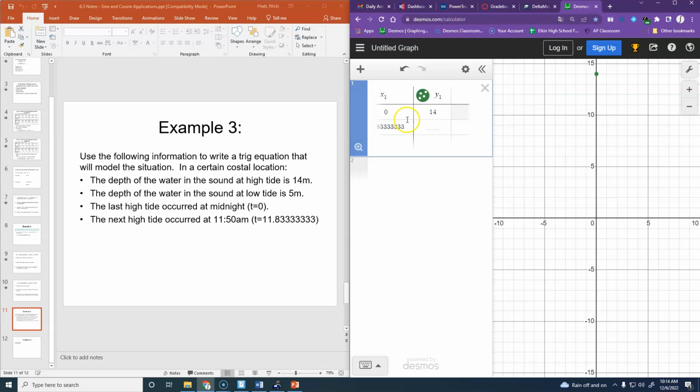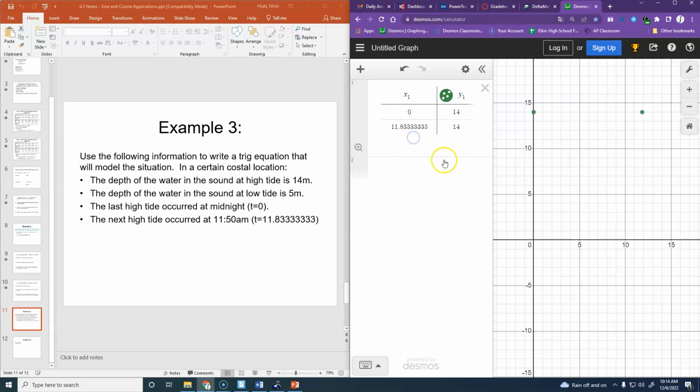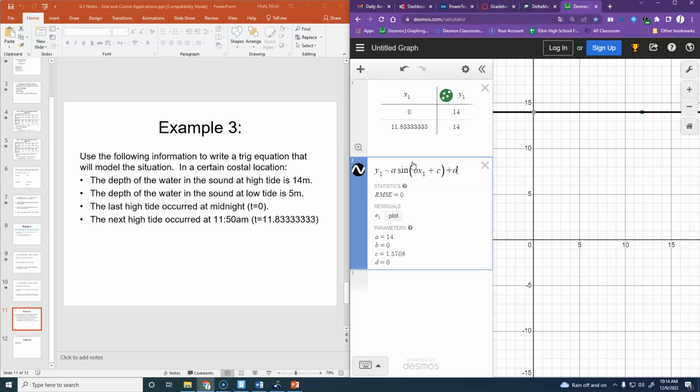At 11.83 repeating, actually, it was high tide again. Right? So that was 14. So that gives us that point. And then if we try to do y1 squiggle a sine bx1 plus c plus d, it just gives us a straight line, which is not a trig function, which is not what we're looking at.